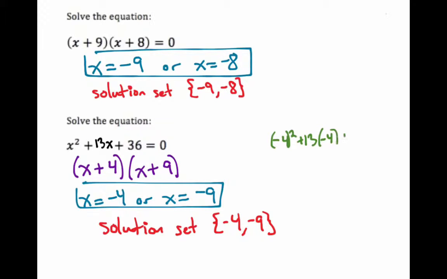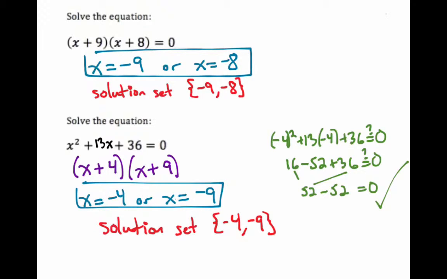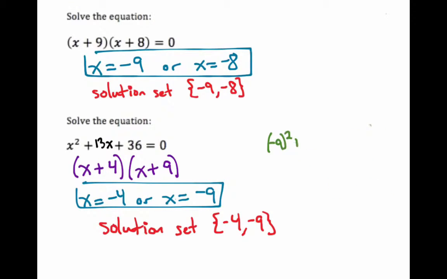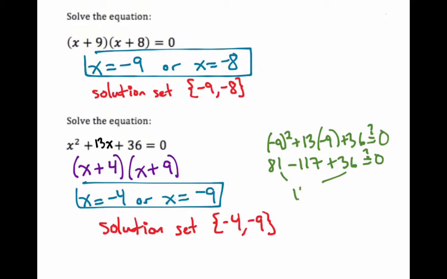So if I plug in -4, I get -4 squared plus 13 times -4 plus 36. Maybe that equals 0. I've got 16 minus 52 plus 36 maybe equals 0. Well, I can see if I take my 16 and my 36, I'll end up with positive 52. Sure enough, positive 52 minus 52 does equal 0. Let's do the same thing with -9. -9 squared plus 13 times -9 plus 36 maybe equals 0. 81 minus 117 plus 36 maybe equals 0. I'm going to do the same trick I did before. I end up with 117 minus 117. Sure enough, that works, so that is my solution.